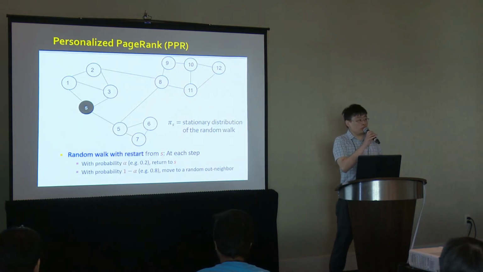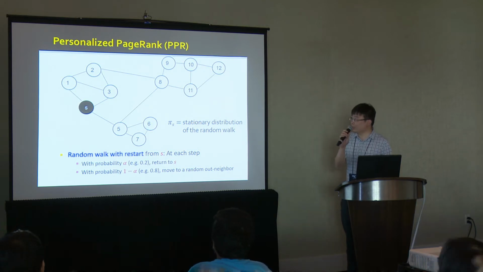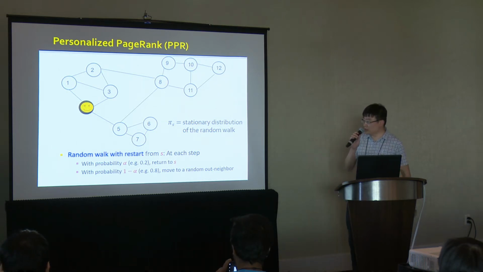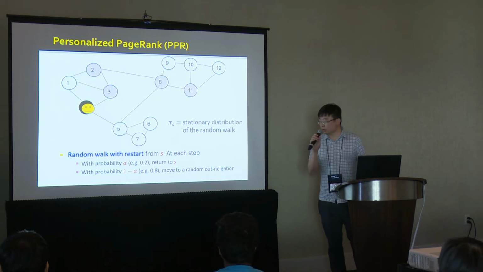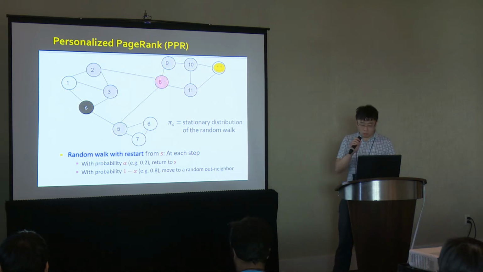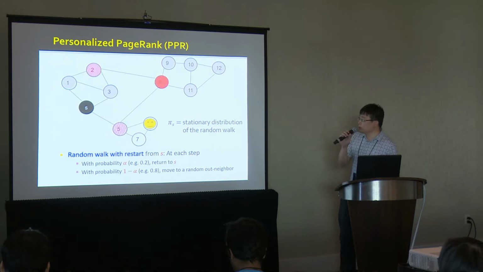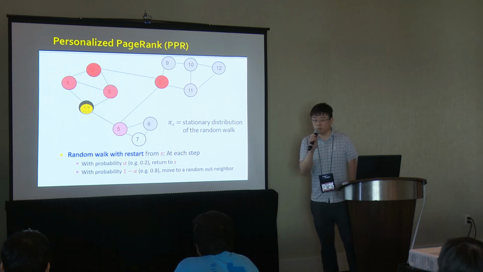I assume that most of you are familiar with personalized PageRank, or PPR, but let me refresh your memory anyway. Given a source node S on a graph, we start a random walk from S, such that at each step, with probability alpha, it returns to the source node S, and with probability 1 minus alpha, it moves to a random neighbor. The PPR vector pi S is just the stationary distribution of the random walk.